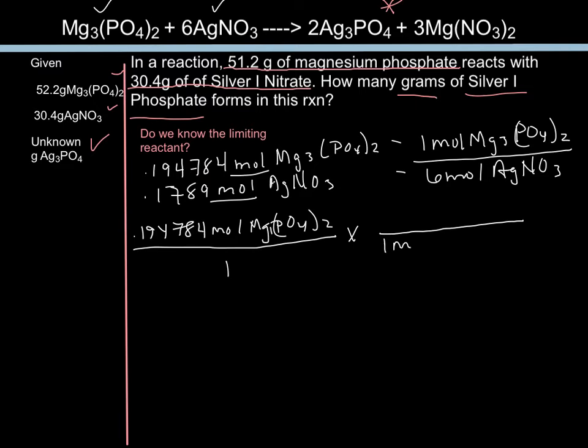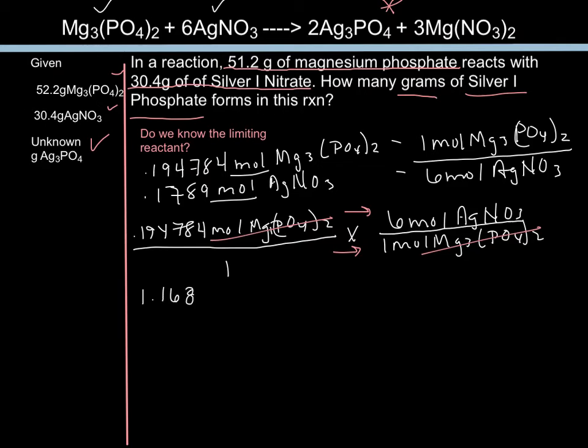So 1 mole of magnesium phosphate has to go at the bottom because I want to cancel units, right? And my 6 moles of silver nitrate is going to end up on top because that's the unit that I want. So let's go ahead and cancel our units. Alright, those are canceled. And to find the answer, I'm going to multiply straight across the top, straight across the bottom, divide at the end, and my final answer is going to be 1.1686. And that's going to be moles of silver nitrate.